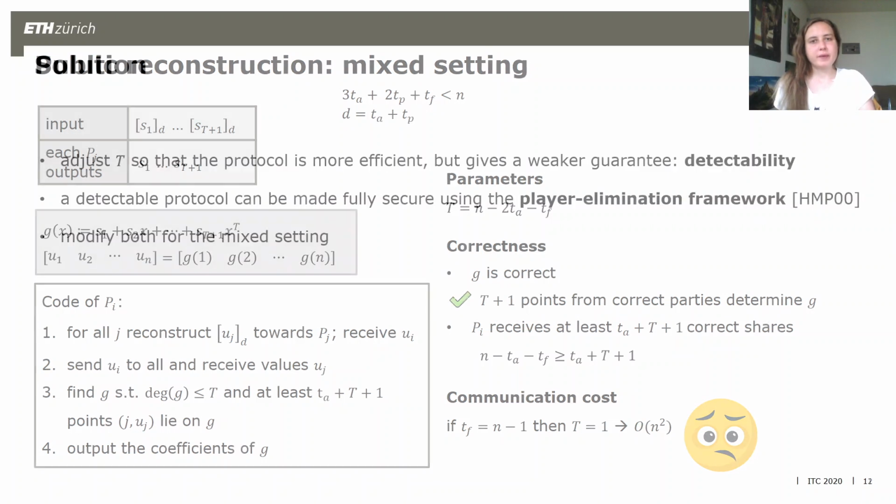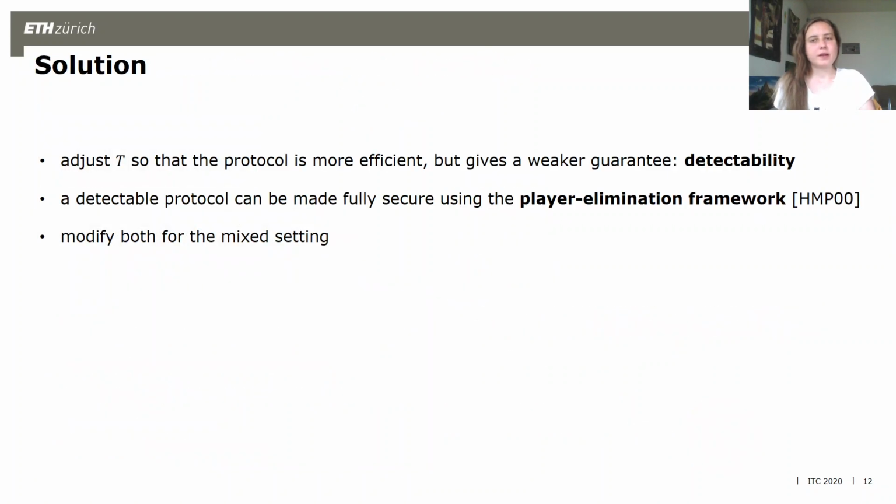How do we solve this problem? We deal with this by adjusting t so that it's even more efficient. So we choose an even bigger t. But the protocol gives a weaker guarantee, which is detectability, which I'm going to explain in a moment. And then a detectable protocol can be made fully secure using the player elimination framework. And of course, we have to adjust both to work for the mixed setting. These are techniques for the active setting.